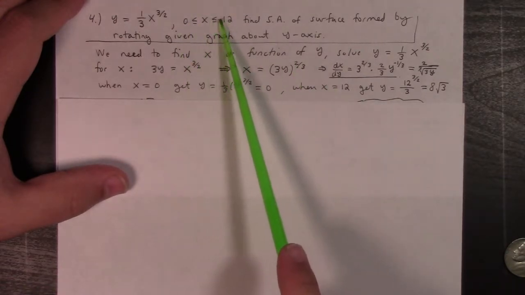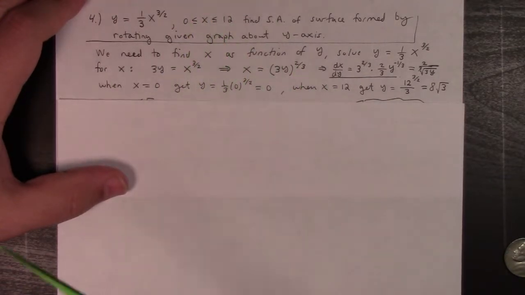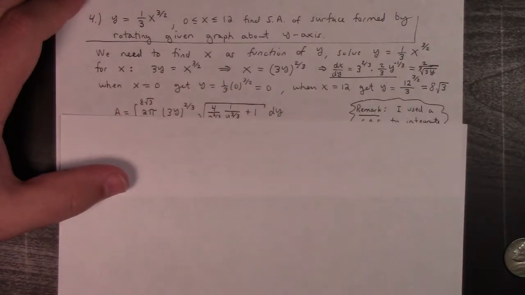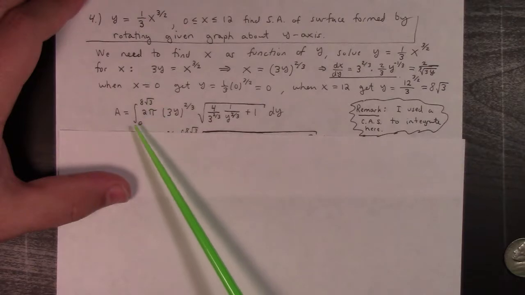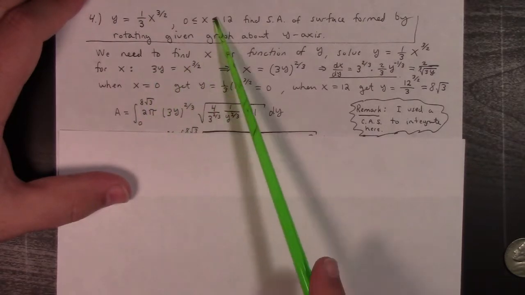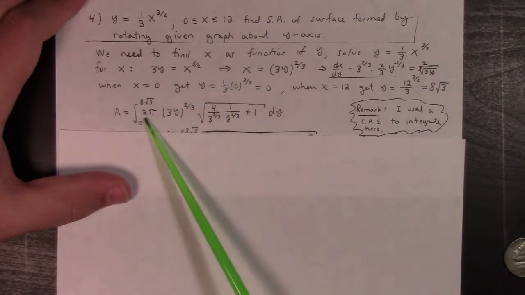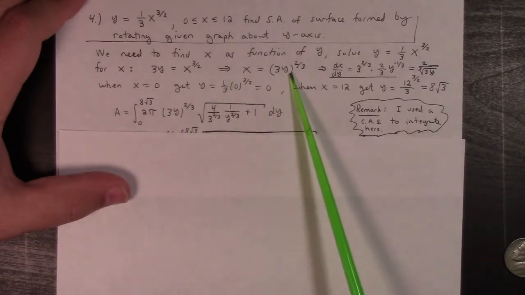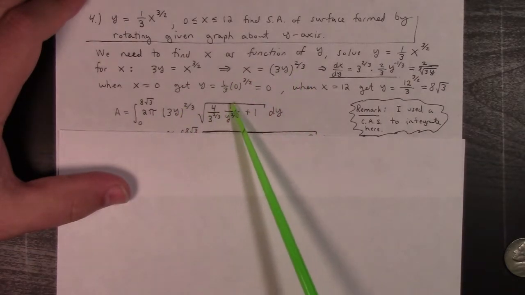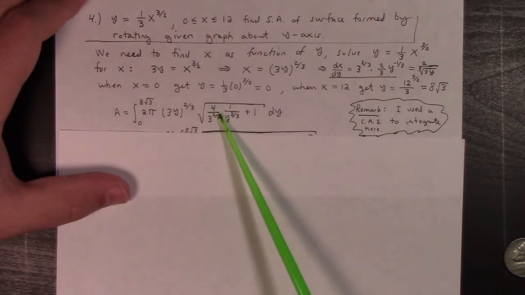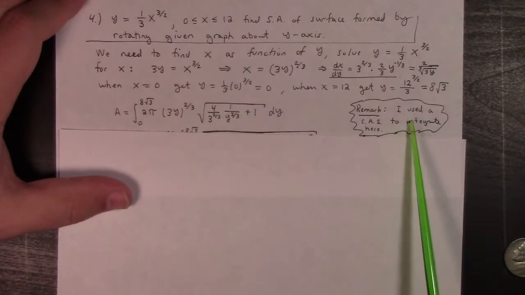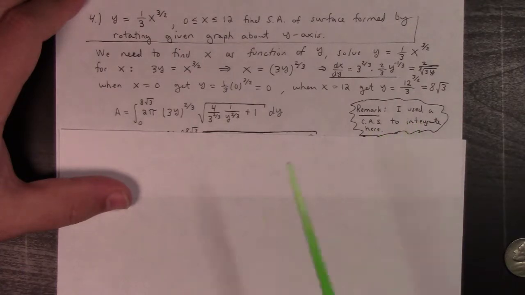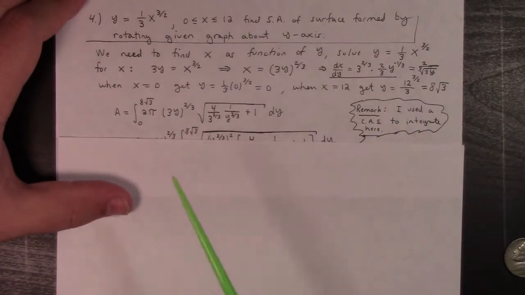When we convert the x bounds to y bounds for the curve, they're really quite different, right? And so there it is. Integral from 0 to 8√3, that's what the curve goes over as we look at y. And 2 pi x, but x is, again, (3y) to the 2/3. Square root of 1 plus (dx/dy) squared, which is this. And I chose to use a computer algebra system to integrate here.